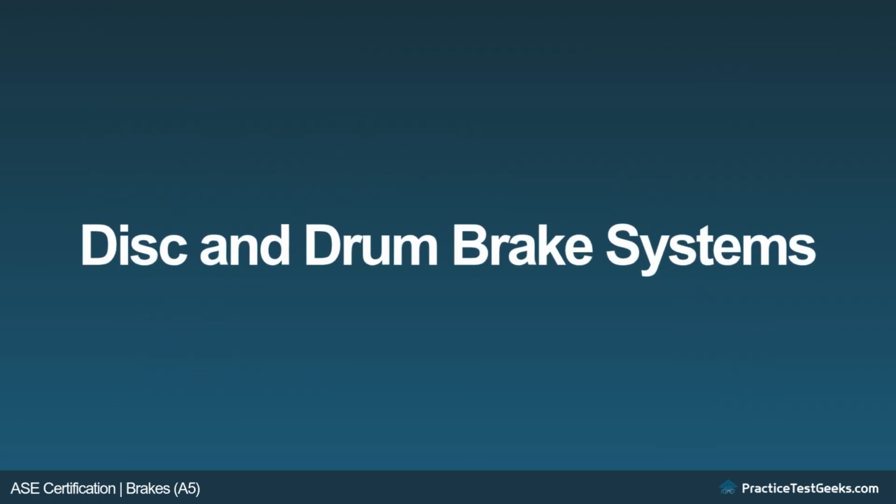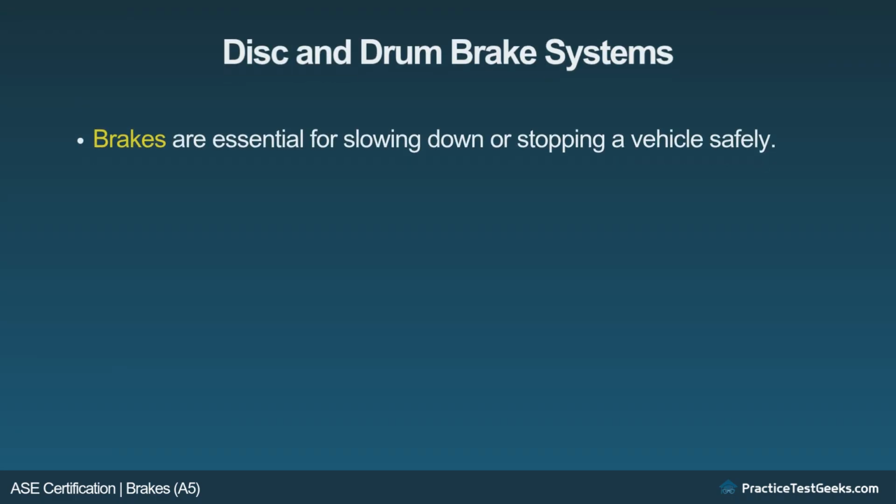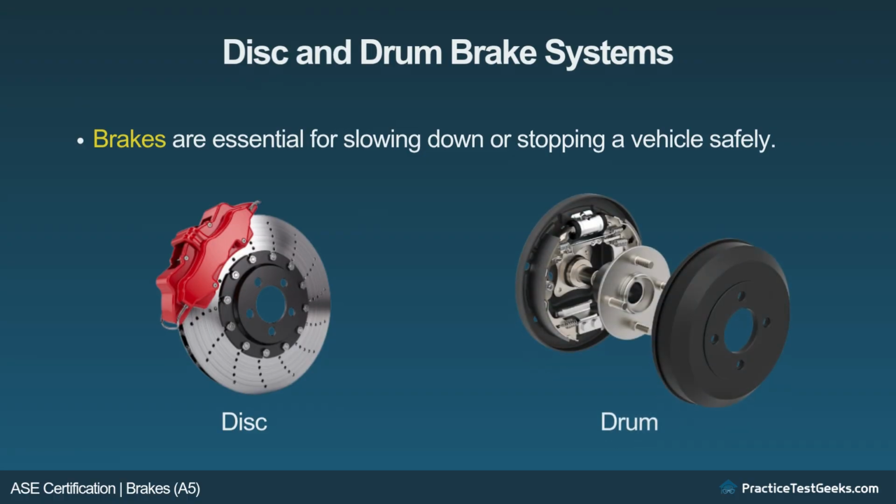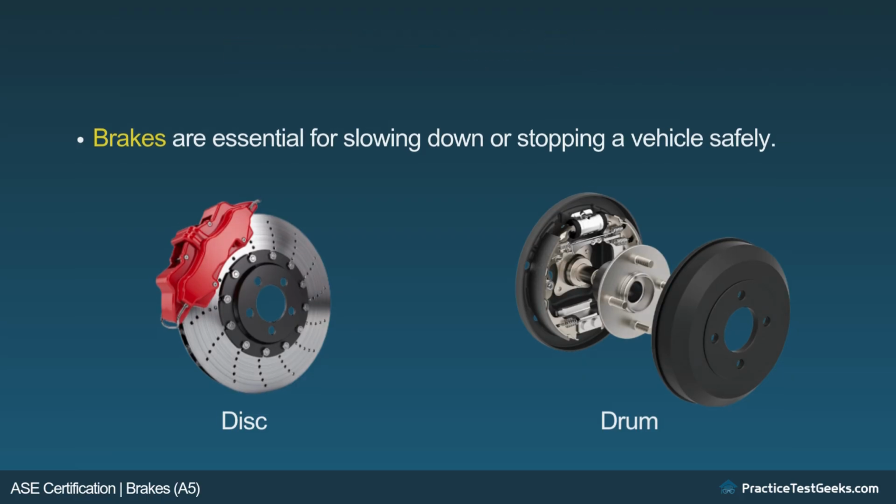Disc and drum brake systems. Brakes are essential for slowing down or stopping a vehicle safely, and disc and drum brake systems are the two main types of braking systems used in most vehicles. Both systems function to convert kinetic energy into heat energy, slowing the vehicle down. However, the components and the way the energy is dissipated differ.